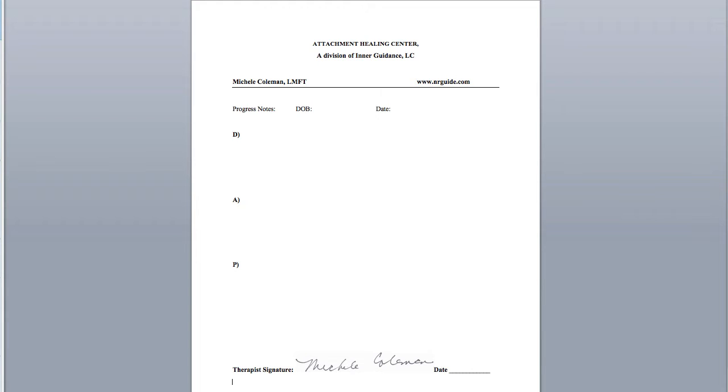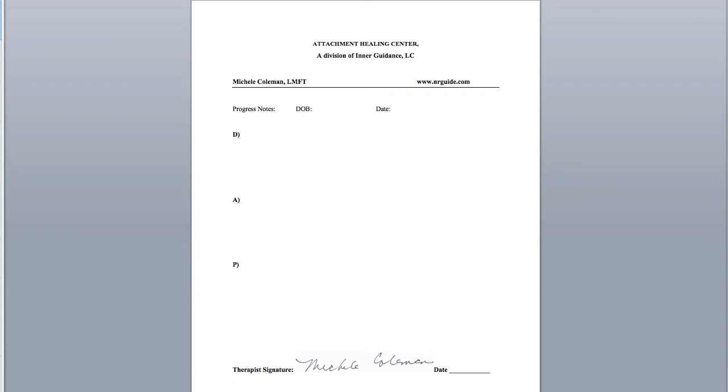We use a DAP format. DAP stands for Data, Analysis, and Plan. In the data, you're going to put what happened in the session, the storyline, the context of the session, and any observations that were made. In the A, you're going to analyze any emotions, what you observe that makes you think there were certain emotions if the client didn't expressly say, I'm sad, I'm scared. If you saw them cry, if you saw them scream, you're going to talk about that.